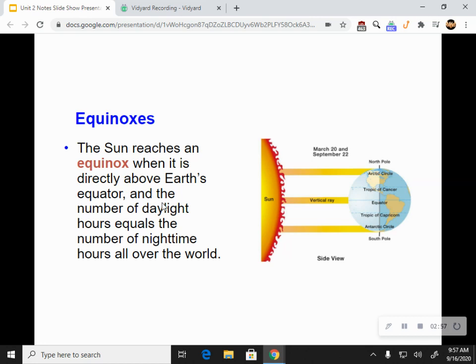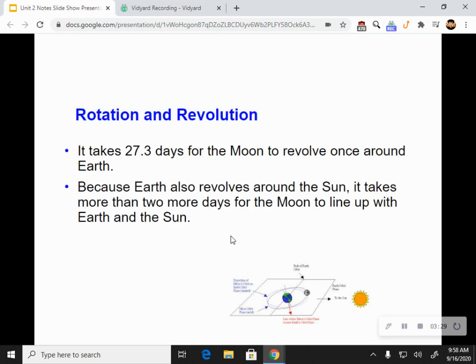Equinoxes are when both hemispheres receive exactly equal daylight time. So you are at 12 hours of each. Ours is on September 22nd, which is coming up, and it probably will be when you're watching this video. That is our equinox for the fall, or autumn. So you'll have exactly 12 and 12 hours. At that point, we'll start to get less and less sunlight during the day.